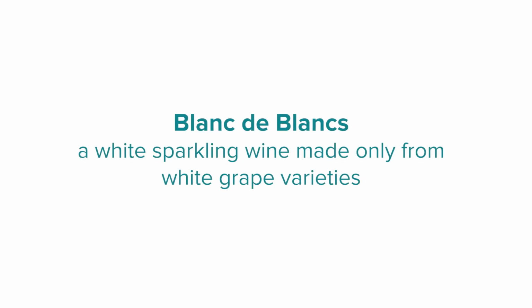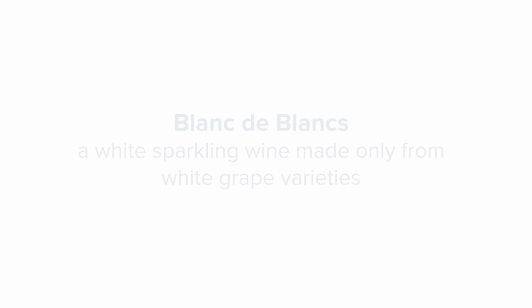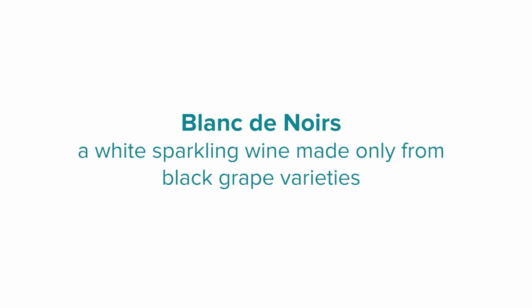Different wines might have different labelling terms to reflect the grape varieties that are used. For example, a wine that says Blanc de Blanc will tell you only white grapes were used, whereas a wine that says Blanc de Noir will tell you that black grapes are used instead.